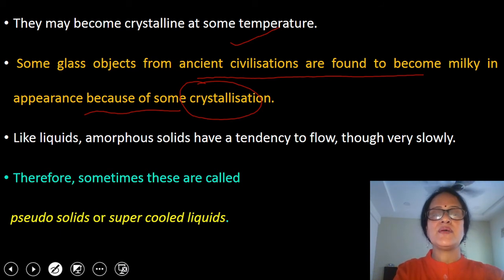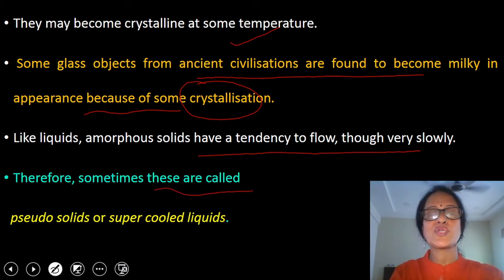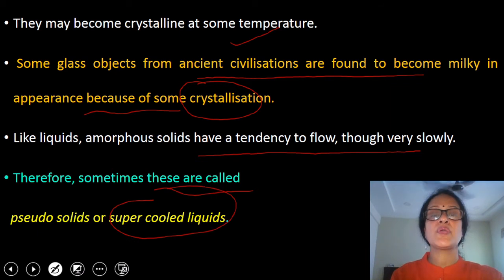Like liquids, amorphous solids have a tendency to flow but very slowly. So therefore sometimes these are called pseudo-solids or supercooled liquids also. Because of this property to flow, you might have noticed that window panes at the bottom become thicker.